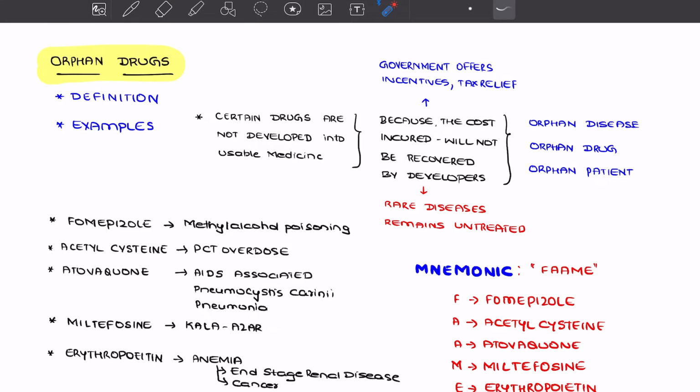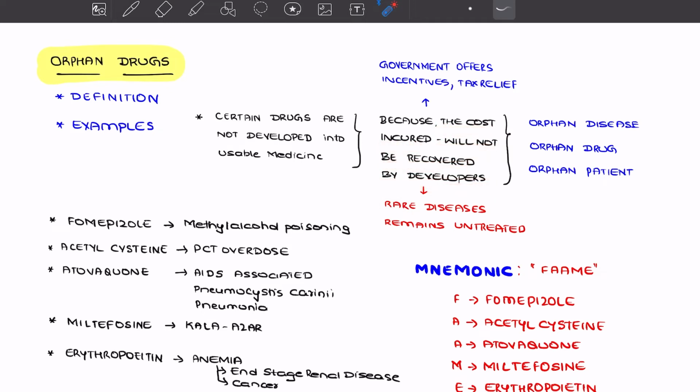So orphan drugs means there are certain drugs which are not developed into usable medicine. Please remember each of these sentences. Certain drugs that are not developed into usable medicines. Why? Because the cost incurred, please remember, the cost incurred will not be recovered by developers. That means the cost incurred towards development of the drug will not be recovered by the pharmaceutical companies.